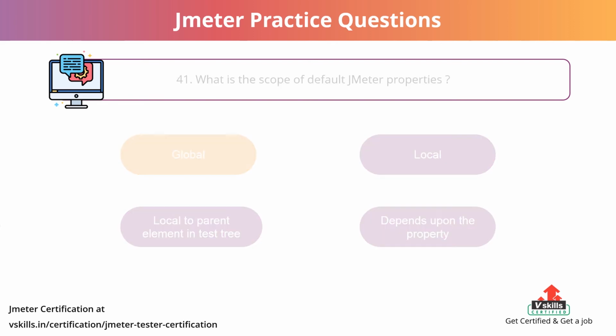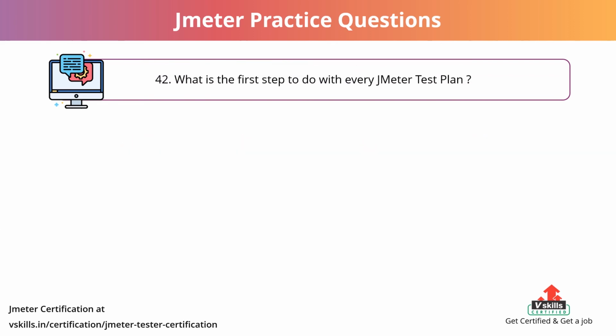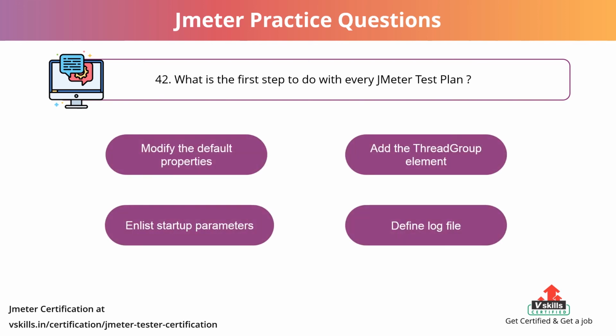Question number 42. What is the first step to do with every JMeter test plan? The options are A, modify the default properties, B, add the thread group element, C, enlist startup parameters, D, define log file. The correct answer is option B.